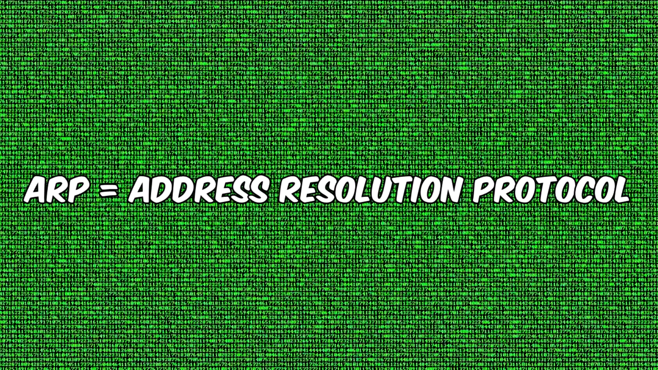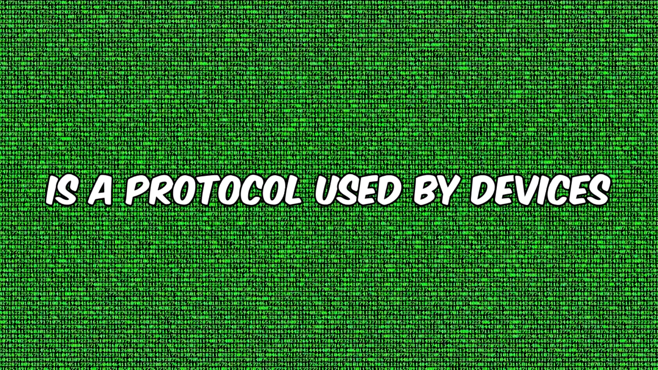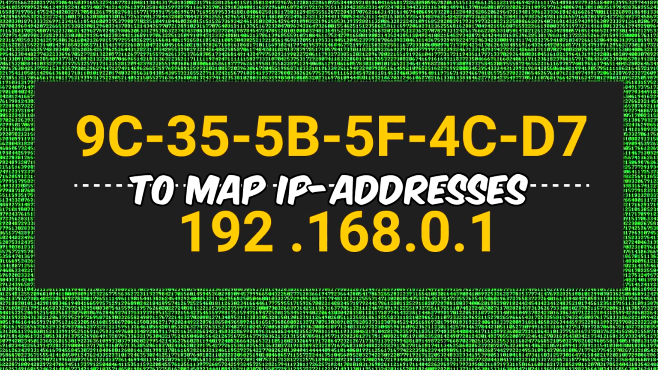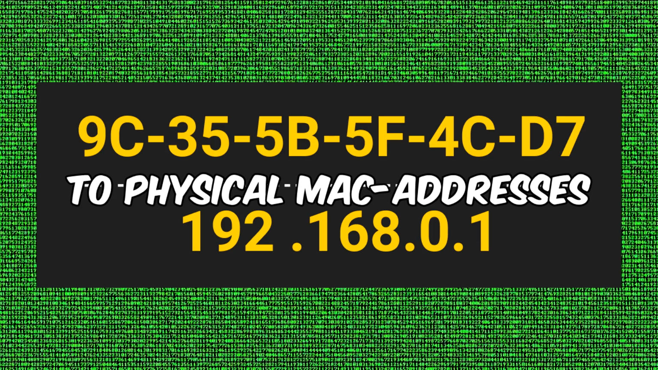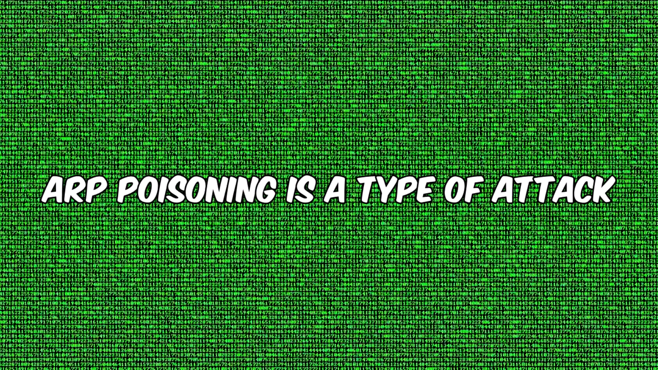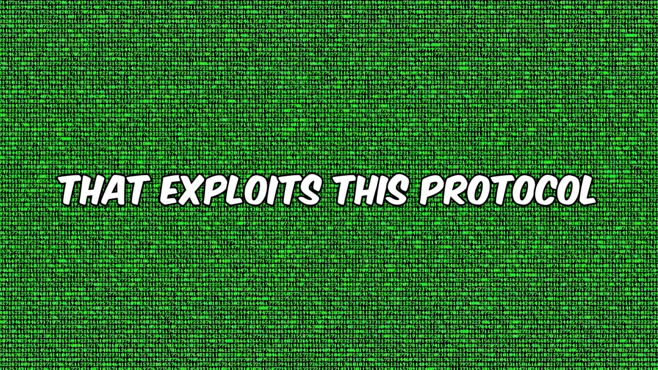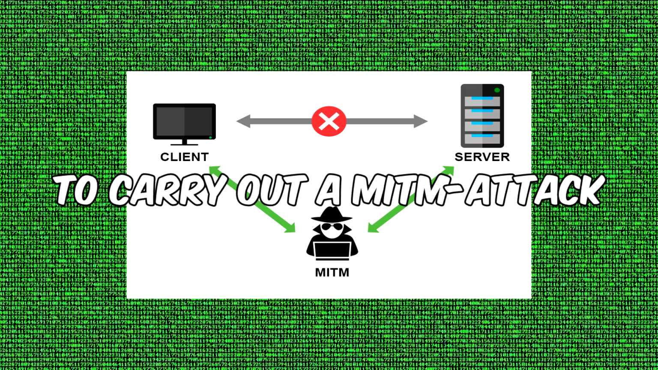Today we are going to talk about ARP poisoning. ARP, or Address Resolution Protocol, is a protocol used by devices on a network to map IP addresses to physical MAC addresses. ARP poisoning is a type of attack that exploits this protocol to carry out a man-in-the-middle attack.